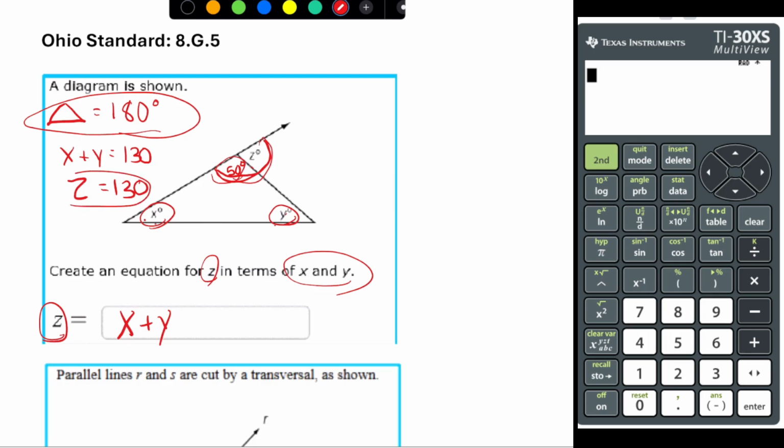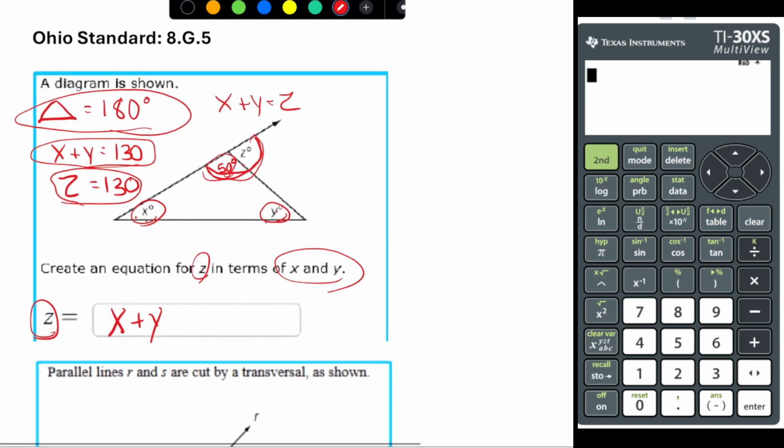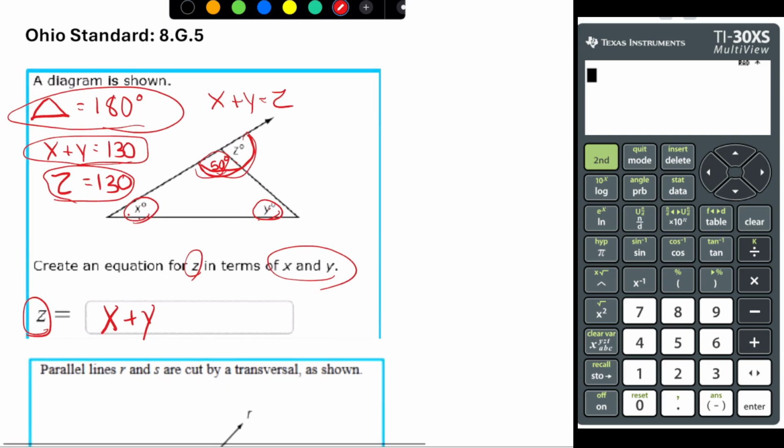So if z equals 130 and x plus y equals 130, that means that x plus y is equal to z. In the same way that we did substitution during system of equations, we can do that here. We're taking out the 130 and subbing in z. So that's how that works.